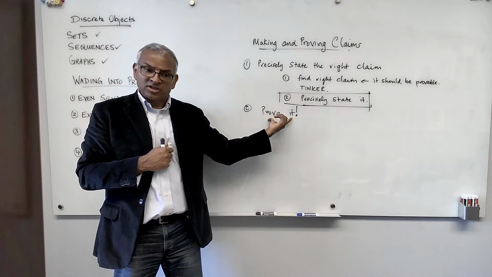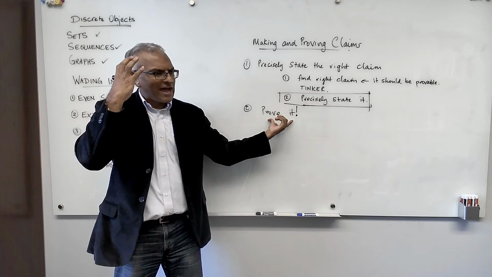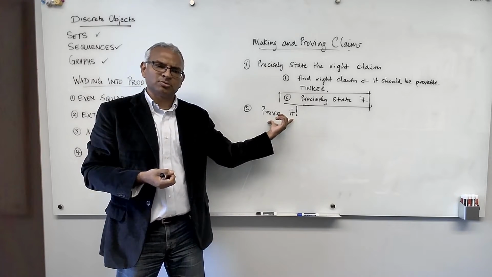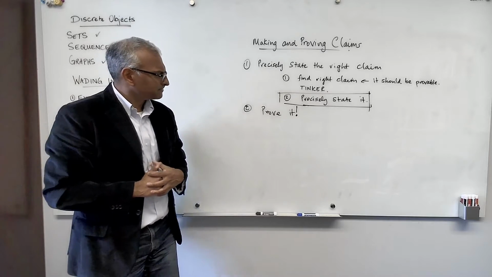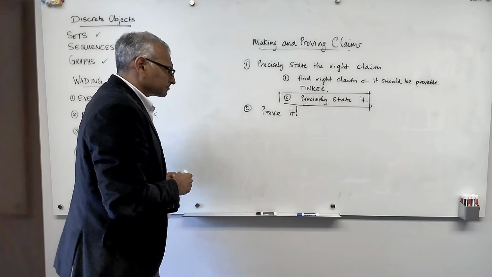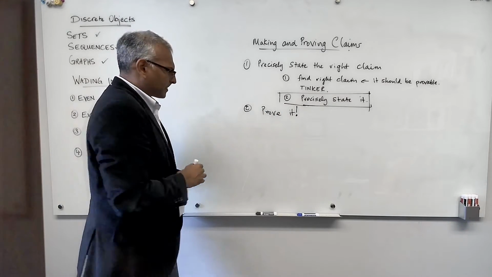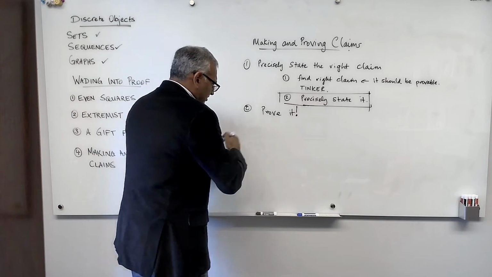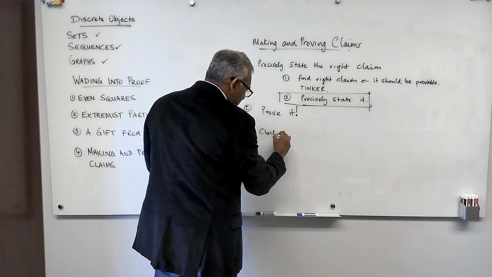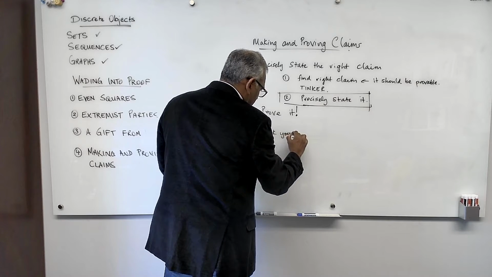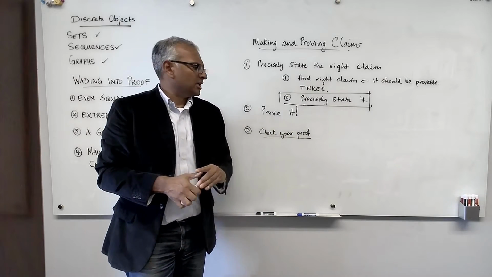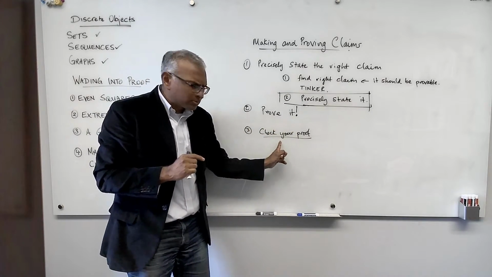But very often it's not the method that matters, but the idea. Usually there's some idea at the heart of the proof, and that's where the creativity comes in. So proving the claim is the next step. And we'll spend a lot of time on proofs and how to prove things. But the third step is check your proof. So when you make a claim, then you prove it, make sure to check your proof.